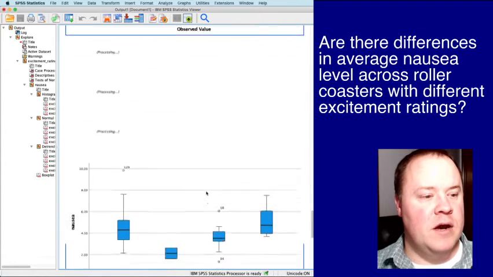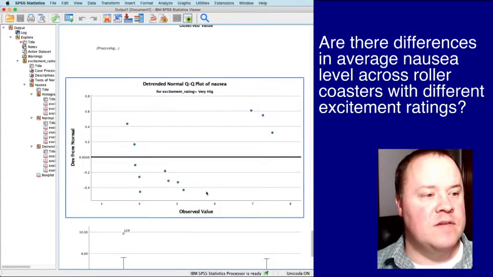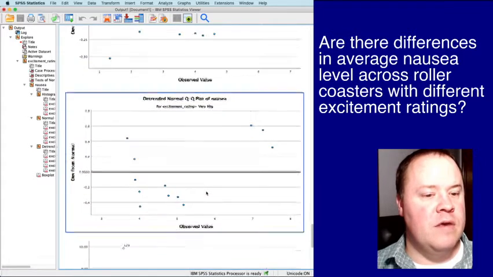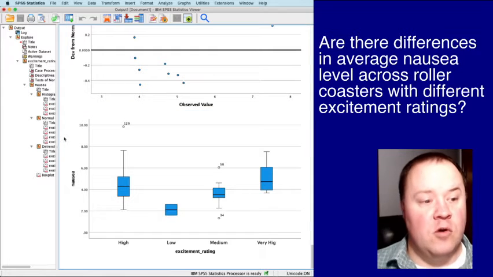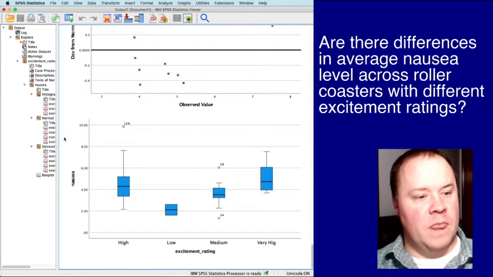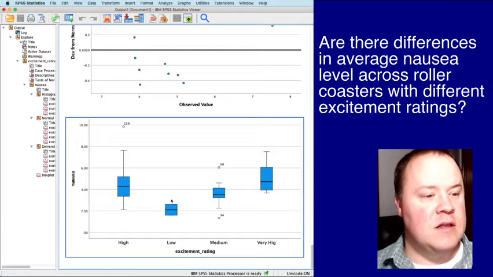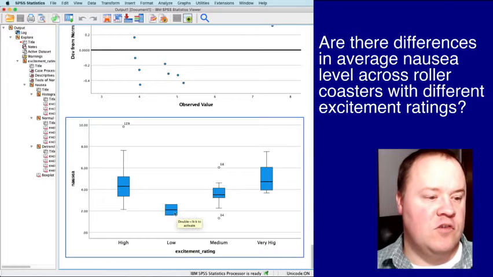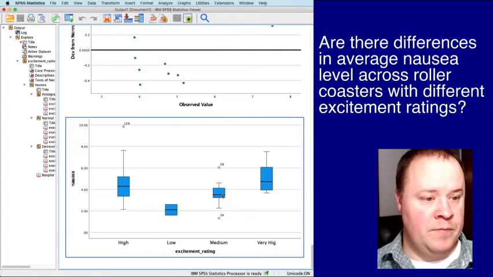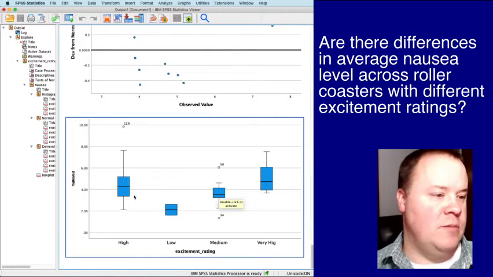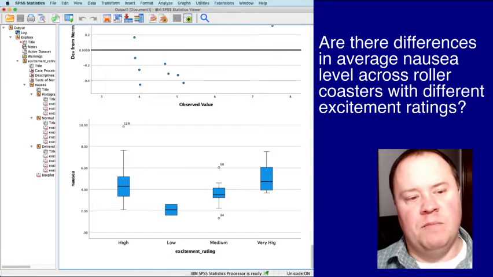And then if we look at the box plots, this is going to be helpful for us in thinking about the ANOVA test that we're thinking about running and answering our question. So if we look at the box plots across here, obviously the low group, there's only 2 data points there, but much lower nausea rating in the low excitement roller coasters. And also this medium group is quite lower. And the very high group is different a little bit too than the high group, but not by as much.